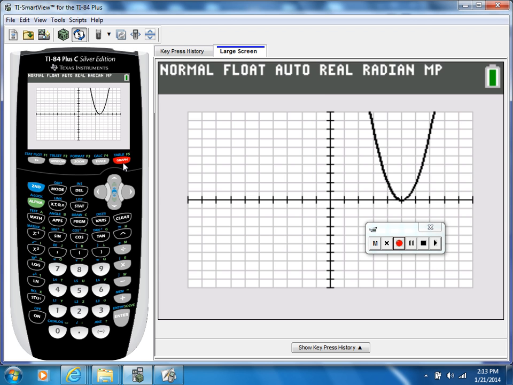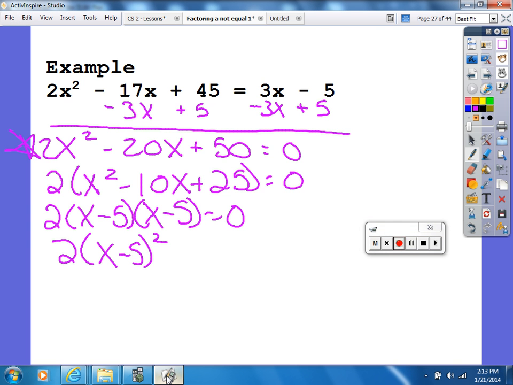Because I set that equal to 0, I actually need to write x minus 5 equals 0. So x equals 5. Good catch, though. Good catch. Okay. How do we feel with that?